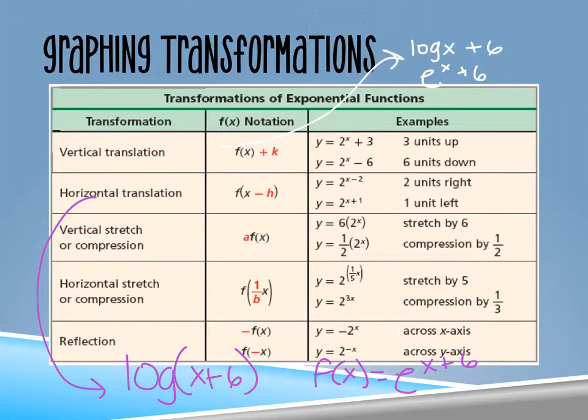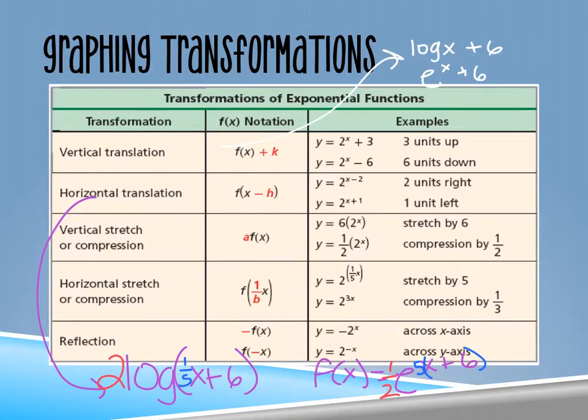Okay, stretch and compression is on the front. So if I put a 2 here, that's a vertical stretch of 2. If I put a 1/2 in front of the e, that's shrunk by a half or compressed by a half. If it's inside the parentheses or inside the exponent, so if I had, let's say, 1/5 here, remember it's the reciprocal. So that would be a stretch by 5. And if it was in the exponent up here, again, that would be the reciprocal. So this would be a compression by 1/5.